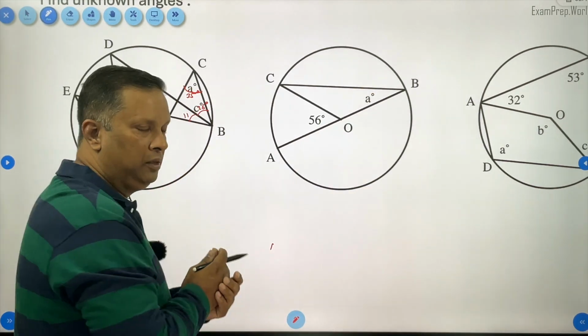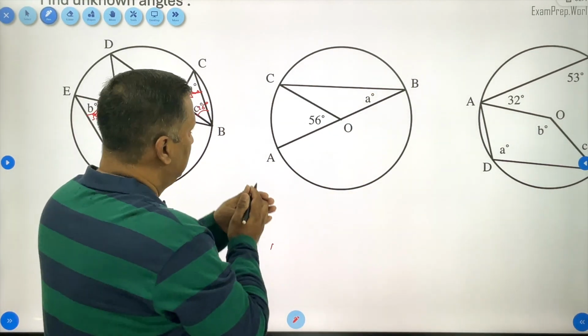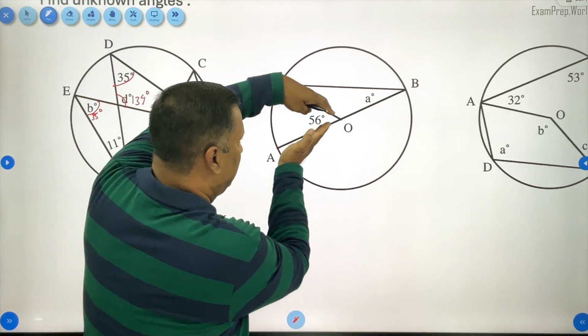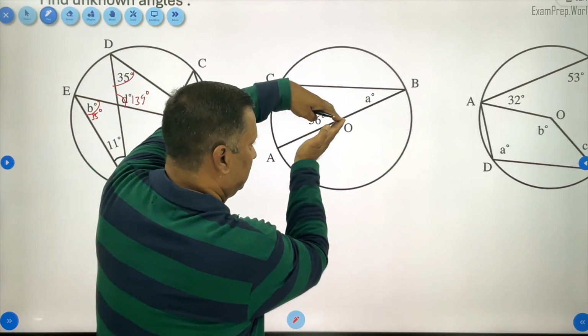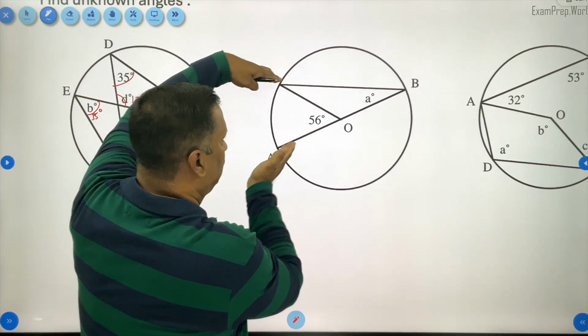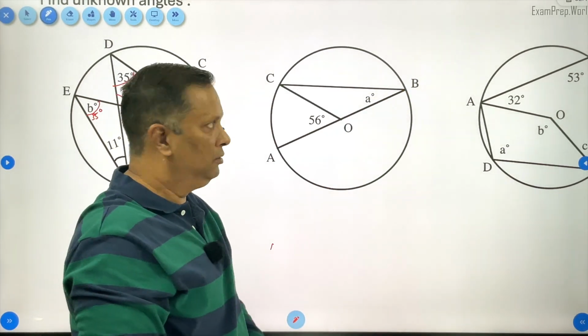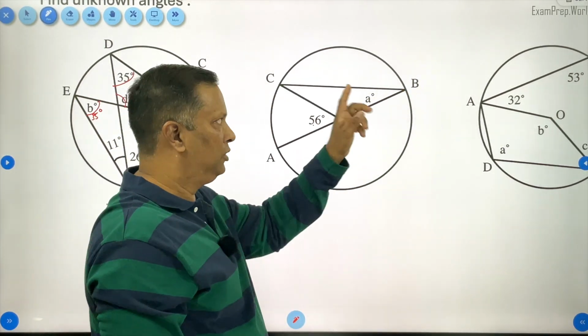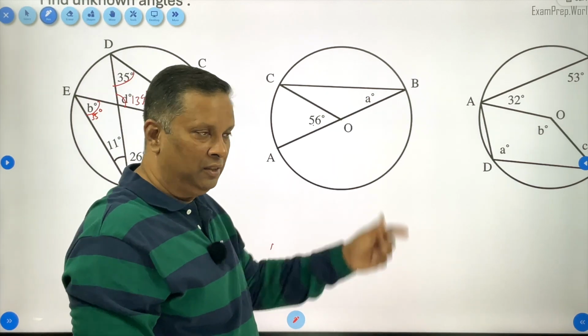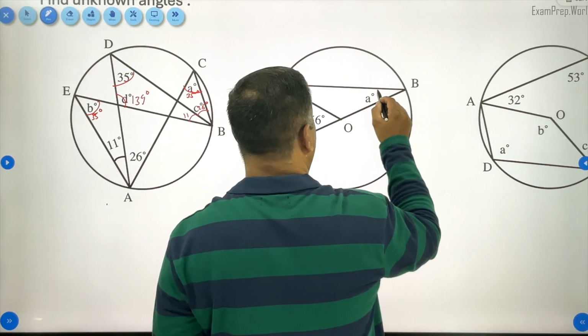AB is the diameter. AC is creating some angle at the center, and AC is also creating some angle at the segment. I told you what the relation is: this should be double of this. So A should be half of 56. What is half of 56? 28.